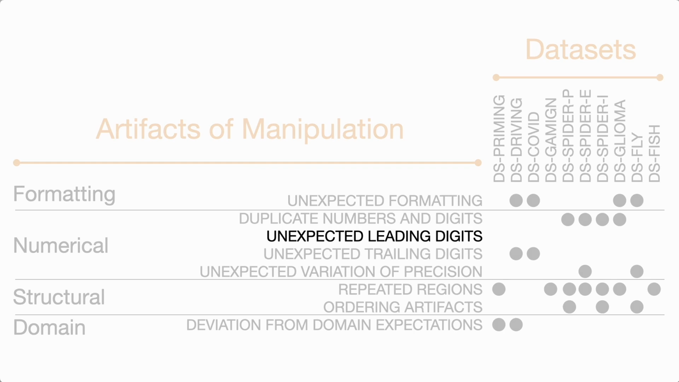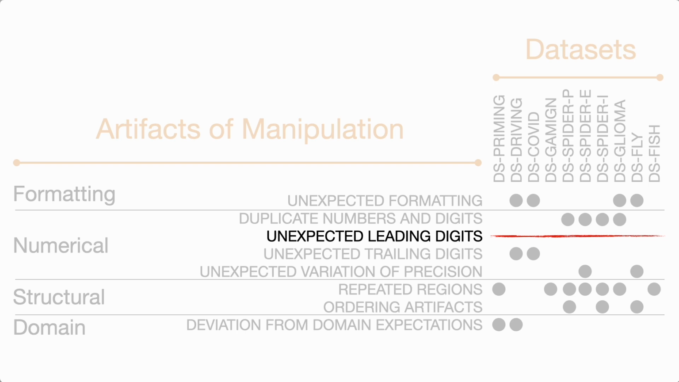You may notice that we have included unexpected leading digits as an artifact, even though we did not identify it in any of our datasets. This is because Benford's law, which describes the expected frequency of leading digits, is a well-established technique for identifying fraud, especially in financial data. However, we found that the criteria required to run this test were frequently not met.